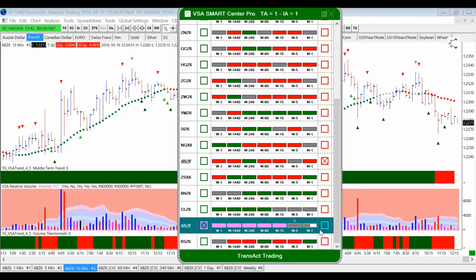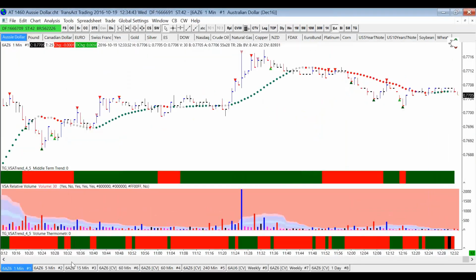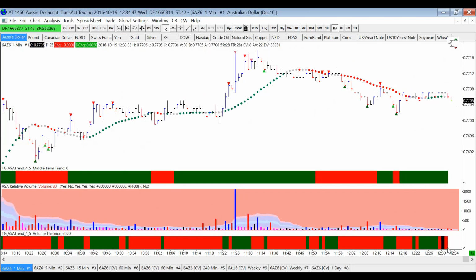Now, we know we'd already taken a trade on the Aussie dollar earlier. We know we've got a test. We know we're in an uptrend on this particular instrument. Now I've got this black box. So what we want to do is go back to the Aussie and have a look at what this is going to do. This is going to break out. So here's our black box, and here's where we're currently trading at, 0.7705.